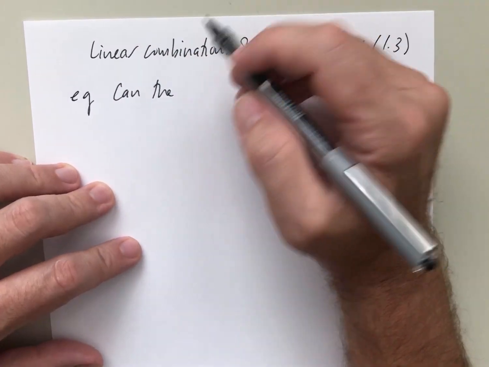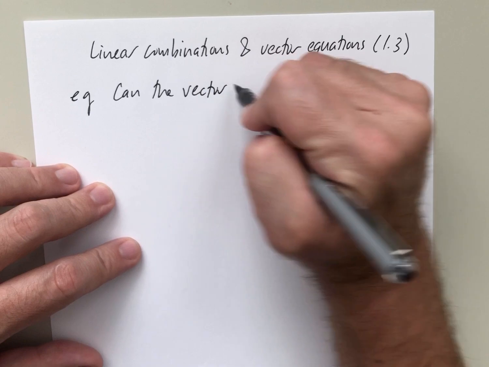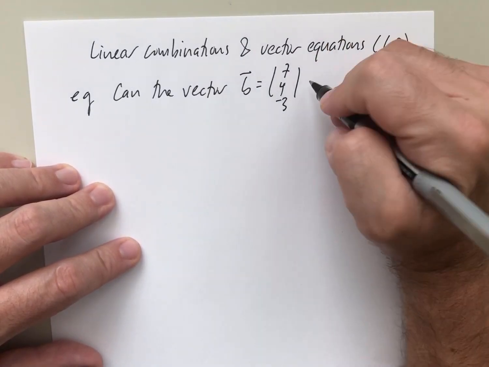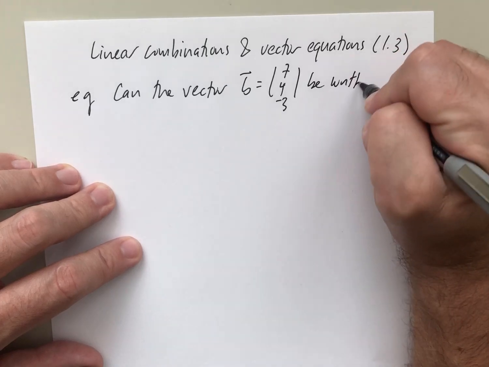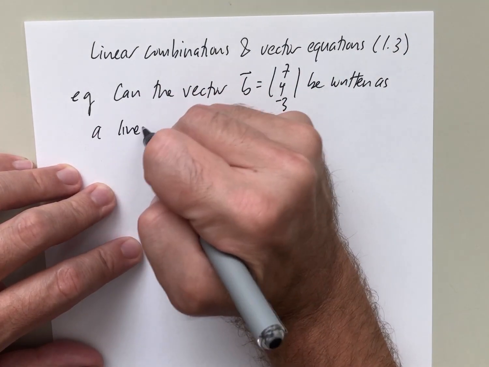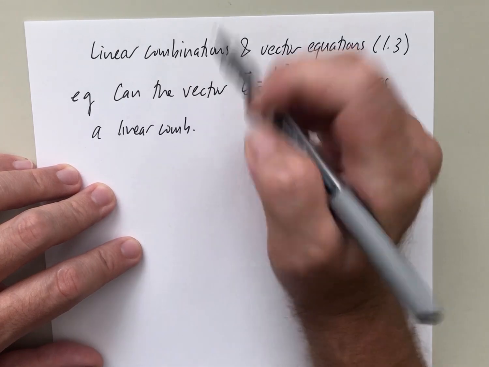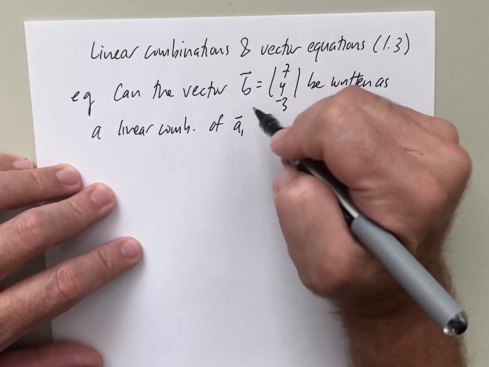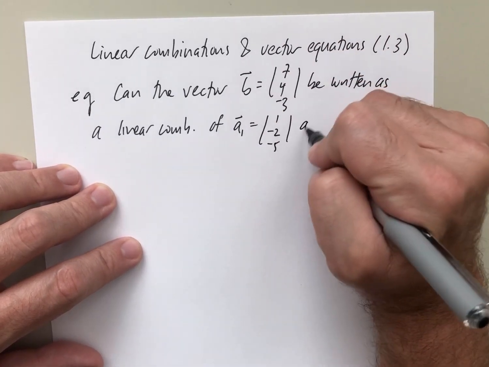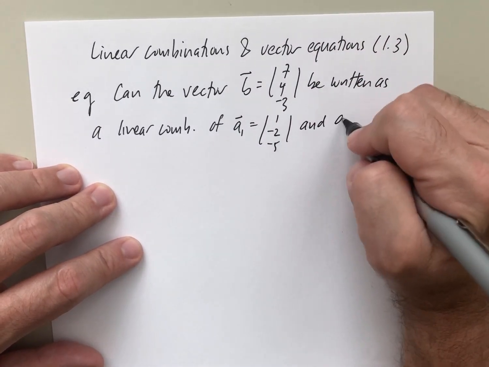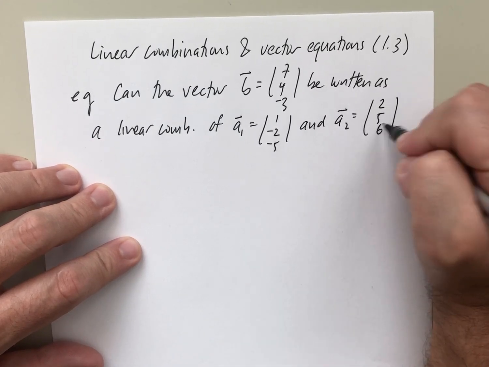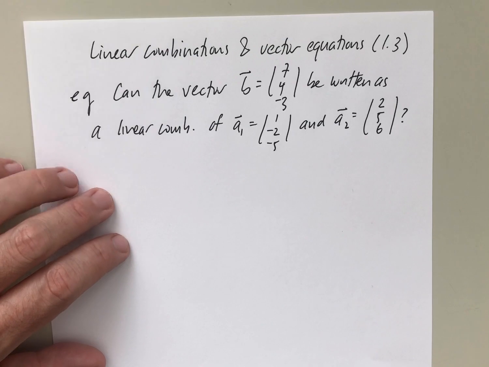So let's consider the following question. Can the vector, let's say b is 7, 4, minus 3, can this be written as a linear combination of A1, let's say is 1, minus 2, minus 5, and let's say A2 is 2, 5, 6? Okay, so that's a question I can ask.